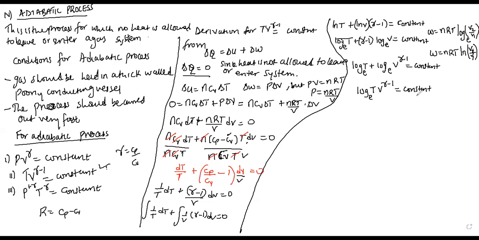e is a number, the constant is also a number, so e to the power of the constant is going to be equal to TV^(gamma minus 1). So finally, TV^(gamma minus 1) is always a constant. Hence we have proved equation 2 as per adiabatic expansions.